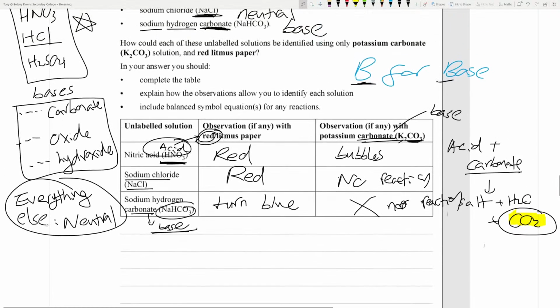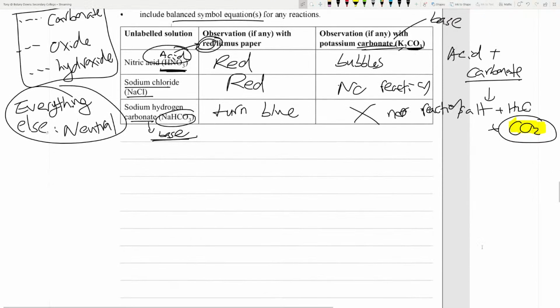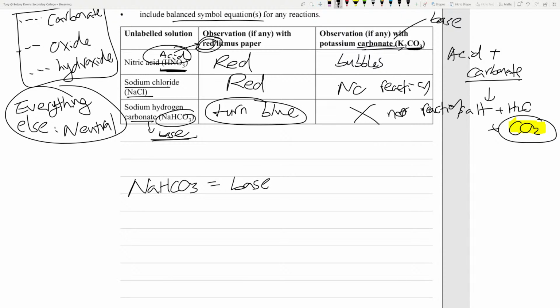That's okay. So let's look at the question. We complete the table, explain how the test allows you to identify your solution, and write a balanced equation for any reactions. Okay. So if we put this in writing, you can just remember acids plus carbonate. In this particular case, actually, let me reword it in the way that we figured it out. So at the beginning, how do we know it turns blue? Because NaHCO3 is a base, and a base turns red litmus blue.